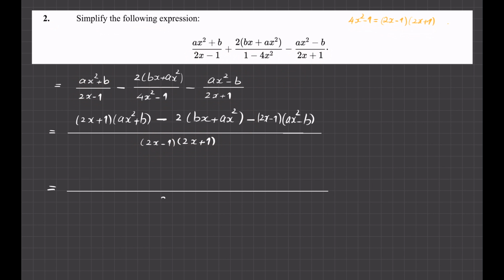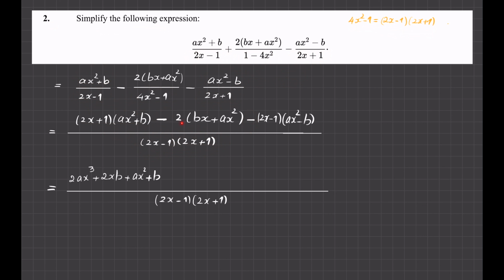It becomes 2x minus 1, 2x plus 1 as it is. Then I start multiplying these two polynomials. I will multiply this here and there, and then I multiply this here and there. So this becomes 2ax cubed plus 2xb, and then plus ax squared plus b.